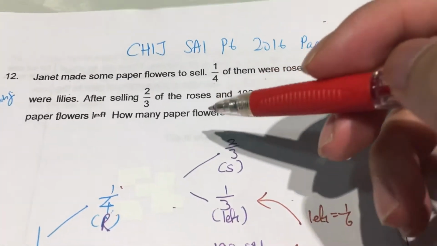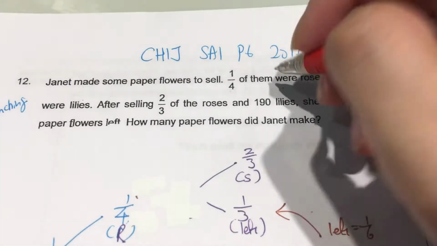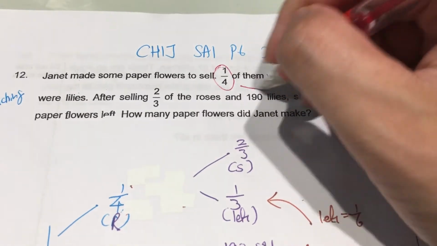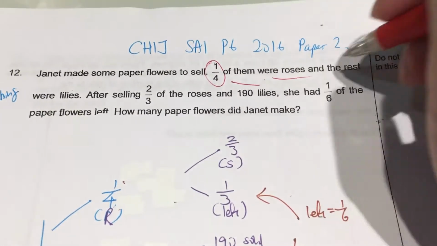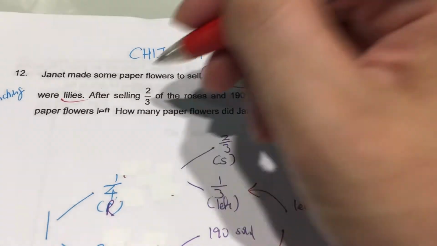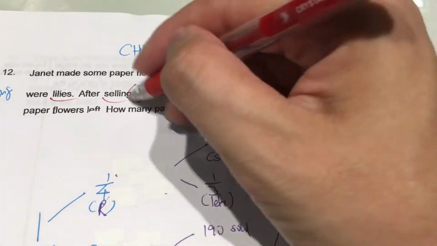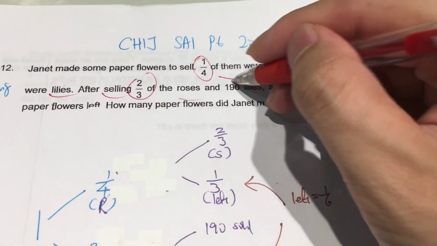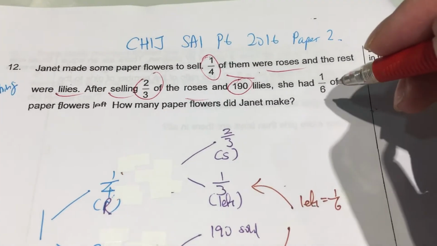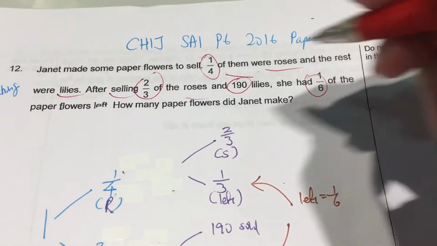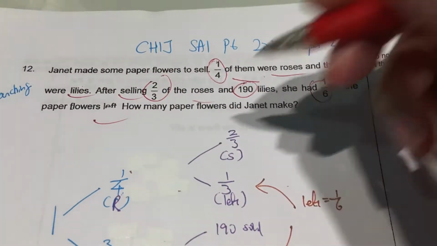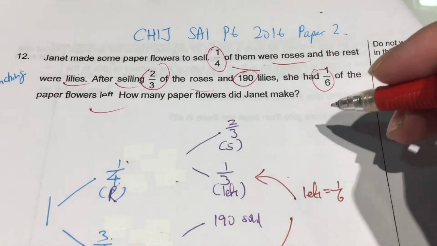Okay, in this question, Janet made some paper flowers and 1/4 of them were roses and the rest were lilies. After selling 2/3 of the roses and 190 lilies, she had 1/6 of the paper flowers left. How many paper flowers did Janet make?